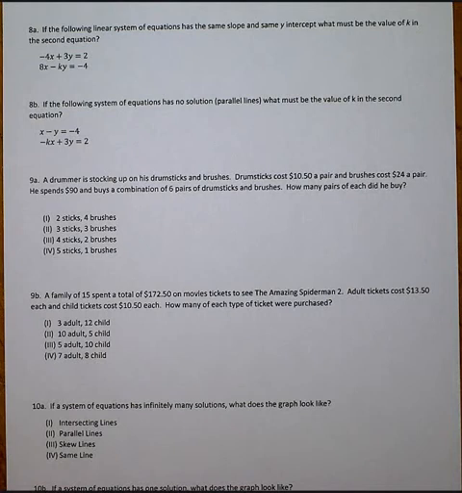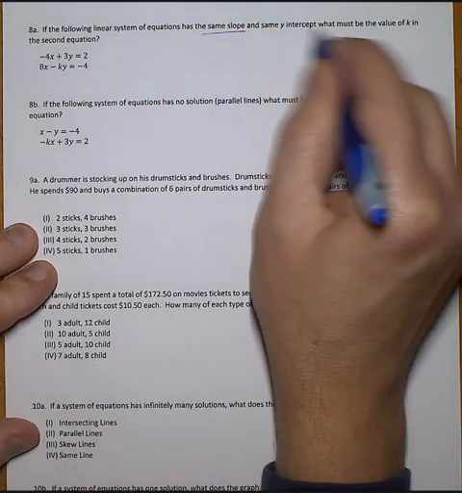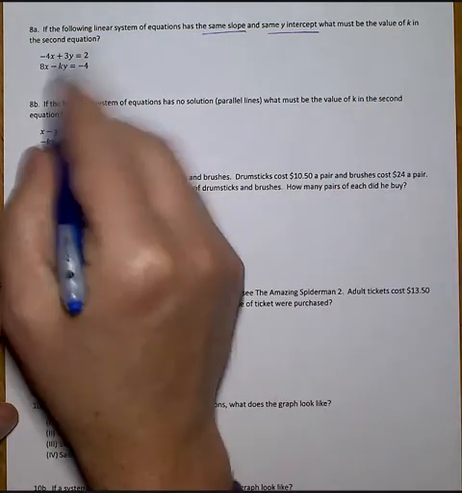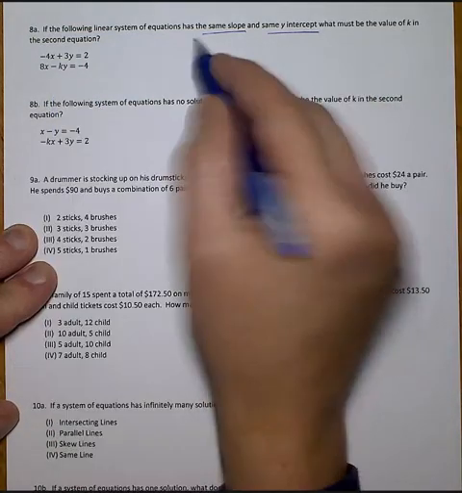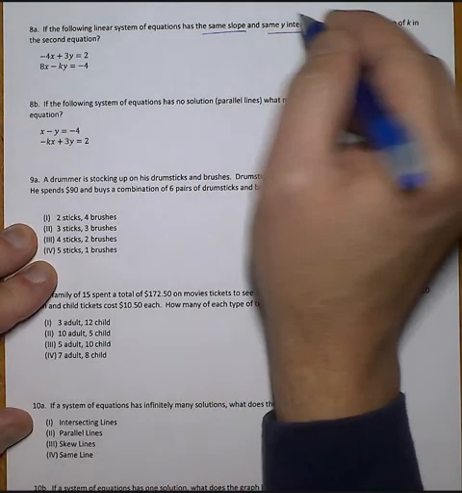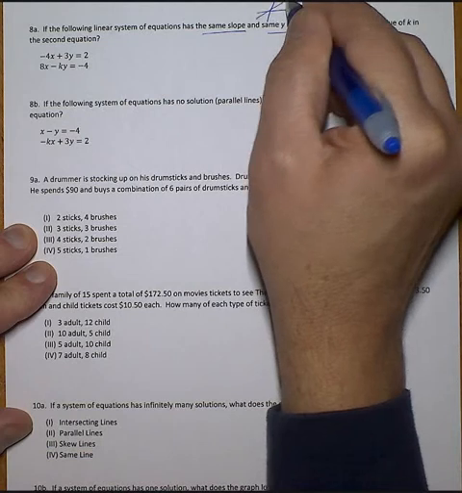Okay, 8a of the review. If the following linear system of equations has the same slope and the same y-intercept, what must the value of k be in the second equation? So same slope, same y-intercept.